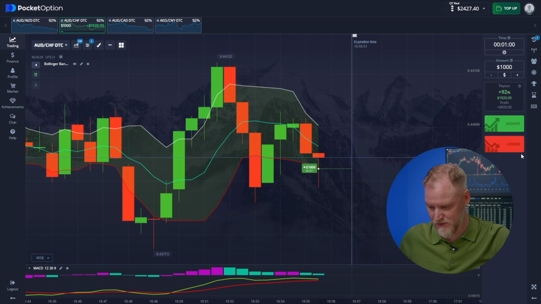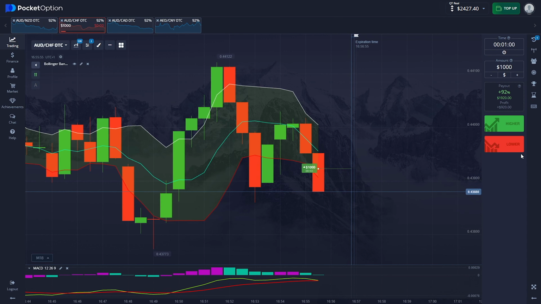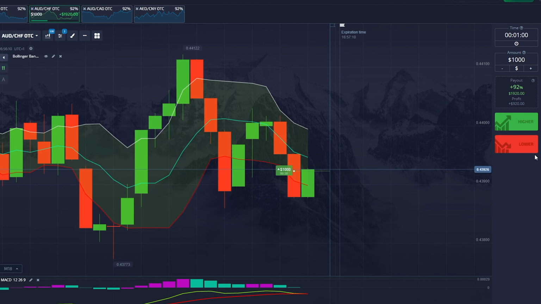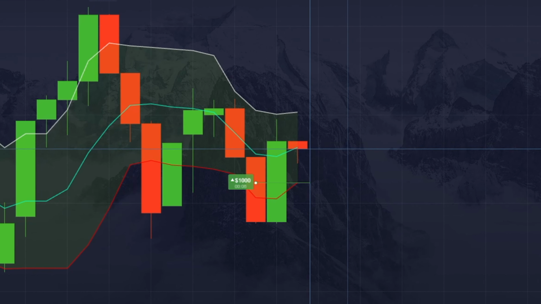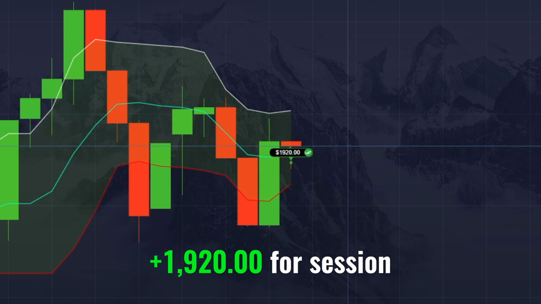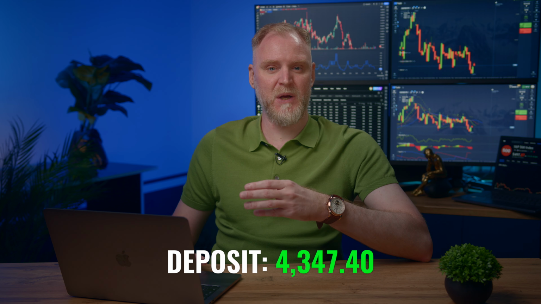And a new support level seems to be shaping up. The candles and Bollinger Bands make that pretty clear. And another successful trade, as expected. Let's keep going with a few more trades.